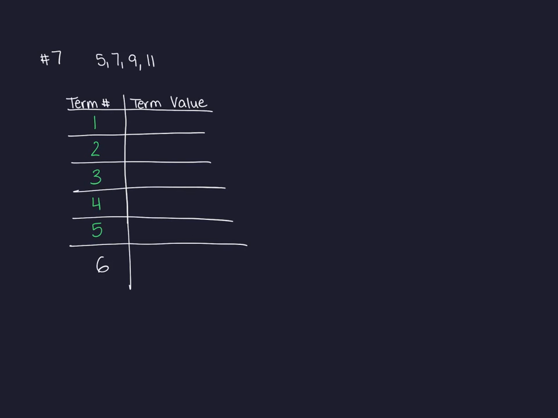Then we're going to look at our sequence. So our first number is 5. Our second number is 7. Our third number is 9. Our fourth number is 11. Now, to keep our sequence going, we need to make sure we have the same gap. So 5 plus 2 is 7. 7 plus 2 is 9. 9 plus 2 is 11. So we're just adding 2 each time. So 11 plus 2 is 13, and 13 plus 2 is 15.